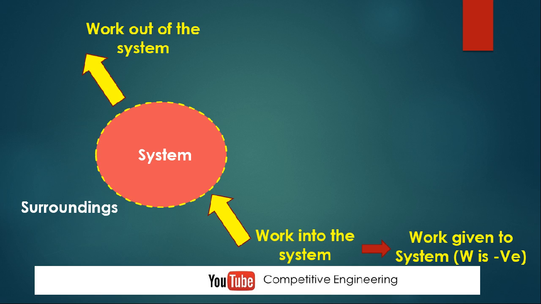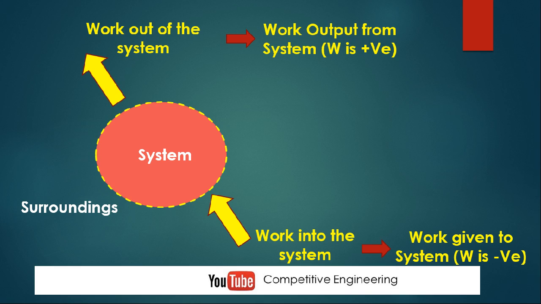Similar way, work out of the system: if the system is giving some amount of work to the surroundings, then it is called work out of the system, and the sign convention will be positive, means work output from the system is positive. Actually, work output is what we are looking for, so we will be happy when getting a work output, that means we are taking it as positive. So work given means we are supplying the work, so we are not happy, so it is negative. You can remember like this.